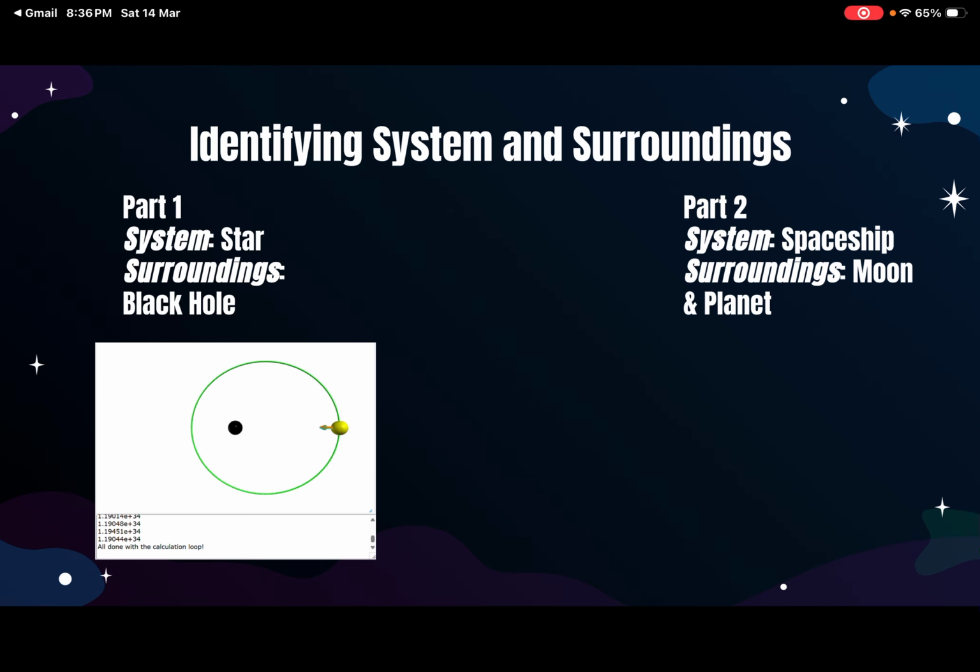The system was the star, and the surrounding for part 1 was the black hole. And then for part 2, the system was the spaceship, and the surroundings were the moon and the planet. And so this was the code that was used to calculate this.